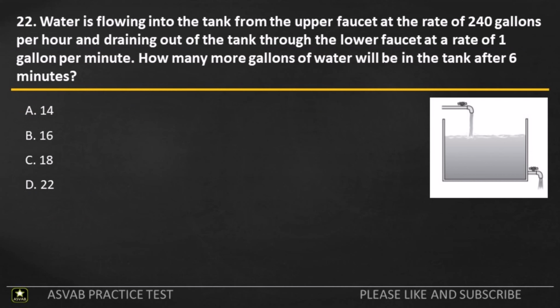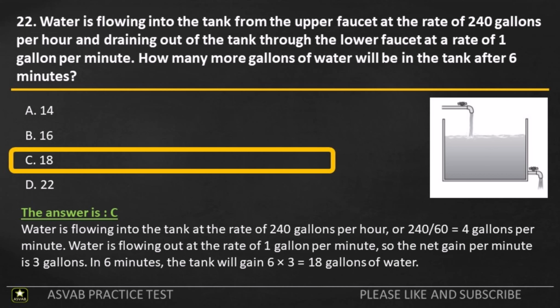22. Water is flowing into the tank from the upper faucet at the rate of 240 gallons per hour and draining out of the tank through the lower faucet at a rate of 1 gallon per minute. How many more gallons of water will be in the tank after 6 minutes? A. 14. B. 16. C. 18. D. 22. The answer is C.